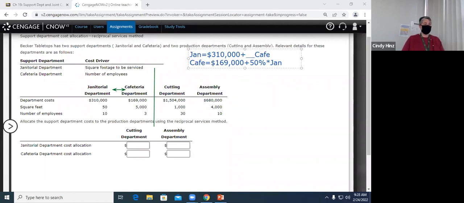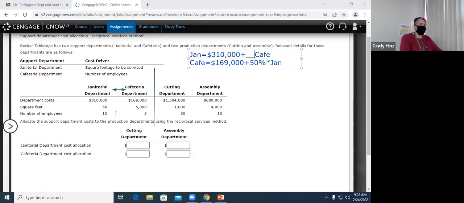Now to fill in this other blank, let's look at the cafeteria department. And it tells us right here that the cafeteria department is going to be allocated based on the number of employees. That makes sense. The more employees, the more use they're probably making of the cafeteria. So we're going to ignore the staff of the cafeteria. We're not allocating cafeteria costs to the cafeteria. We're not allocating janitorial costs to the janitorial department. Instead, we're allocating each of those costs to the other support department and the production departments, but not to itself.